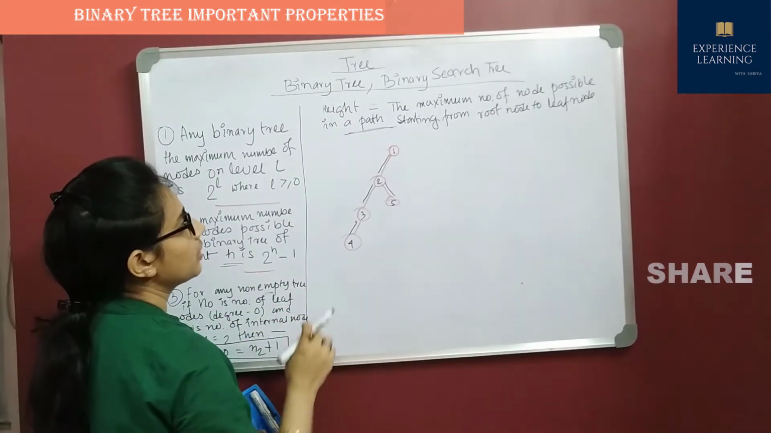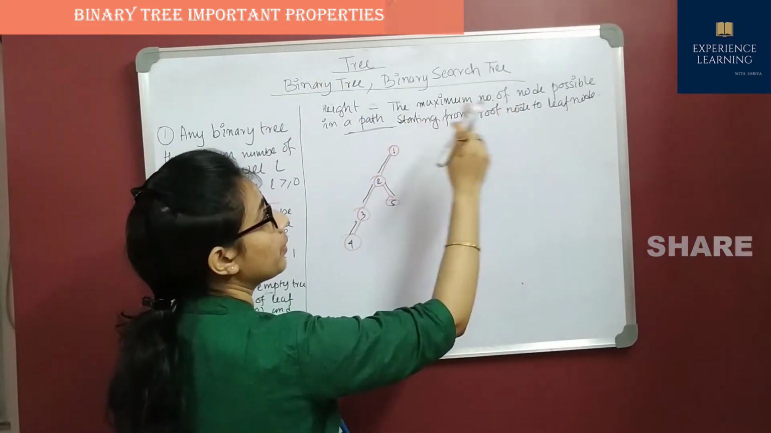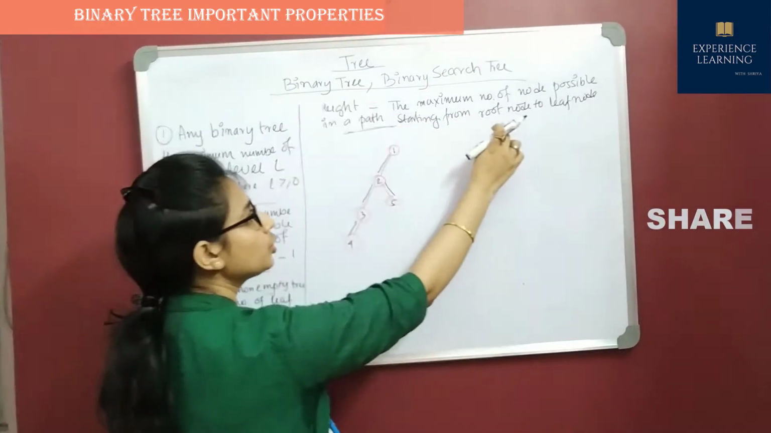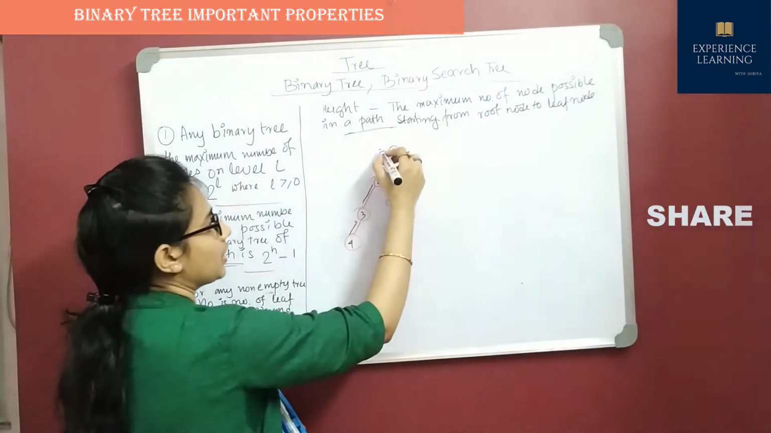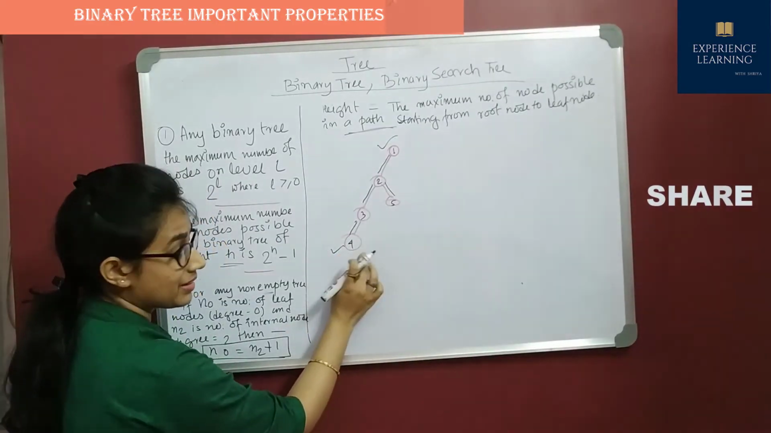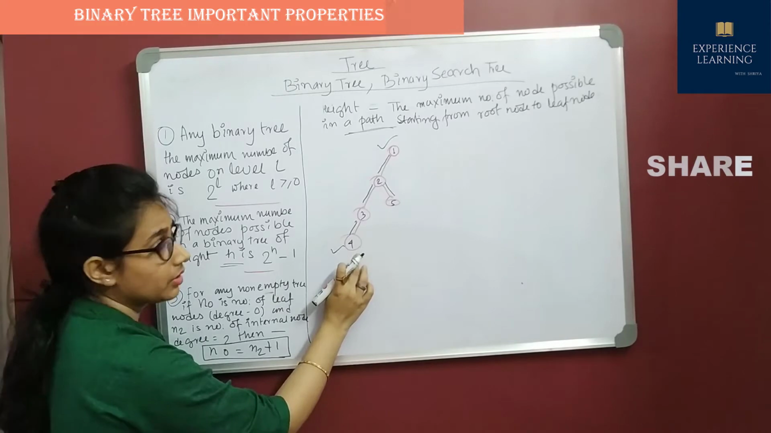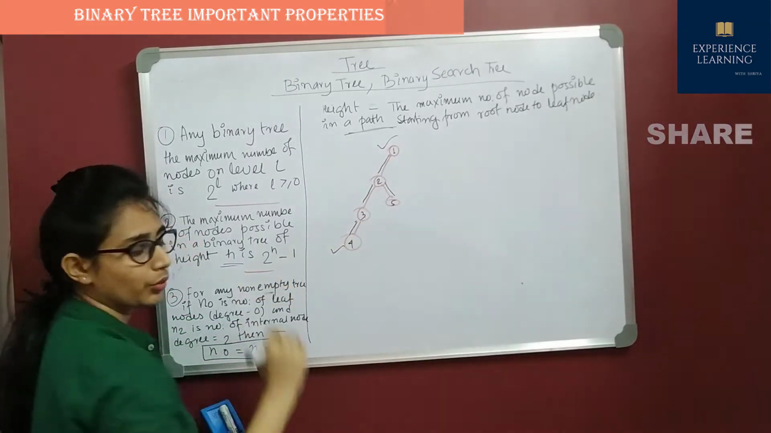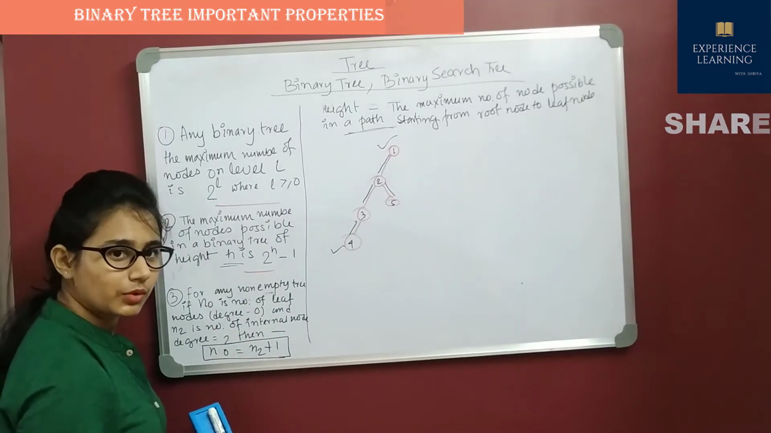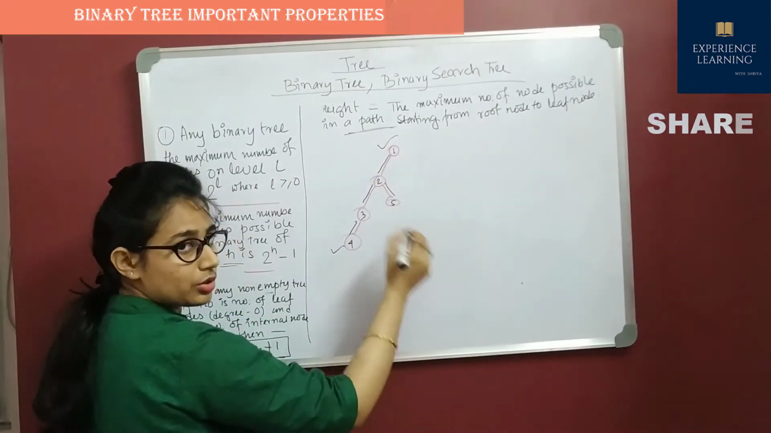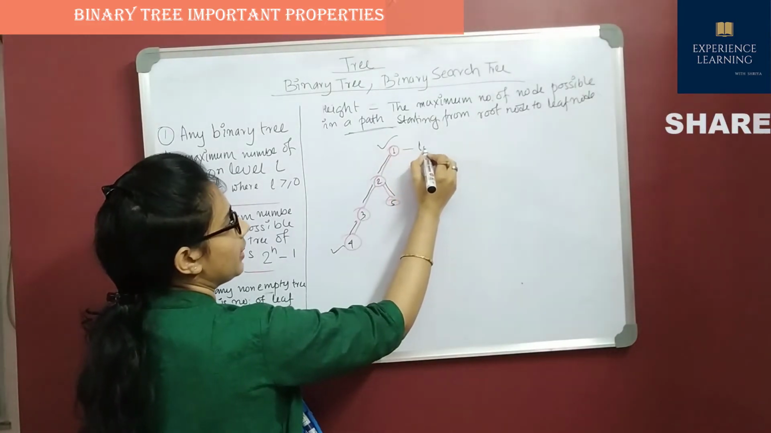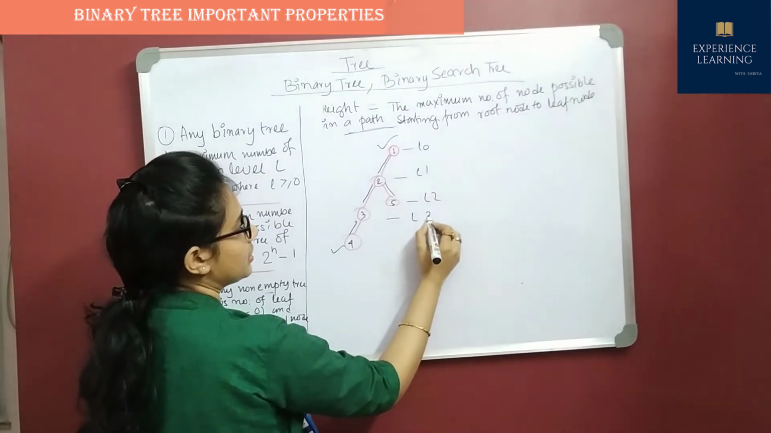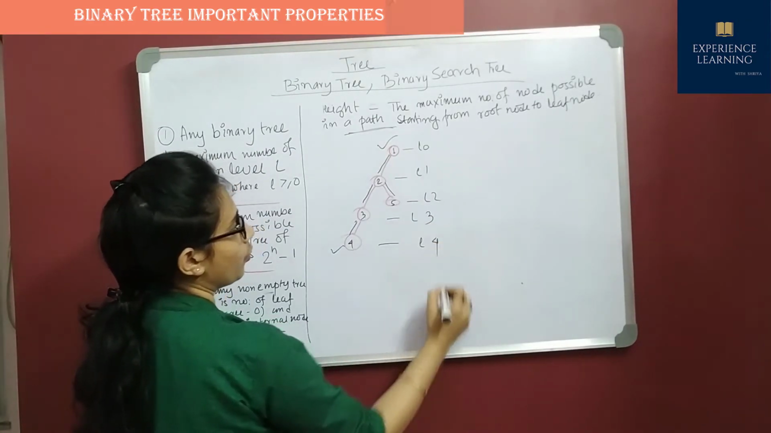Now, here height is the maximum number of nodes possible in a path starting from root to leaf. Starting from root to leaf, the maximum level of this leaf. So the height of the tree is 1, 2, 3, 4. You can also think of it in this way: say level 0, level 1, level 2, level 3, level 4.